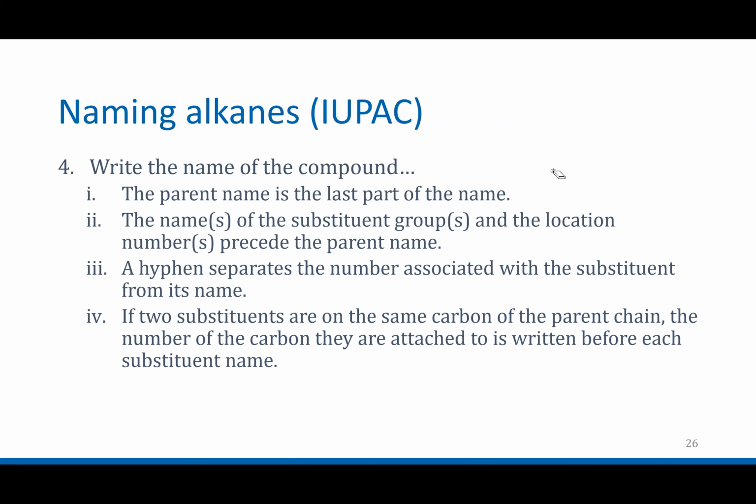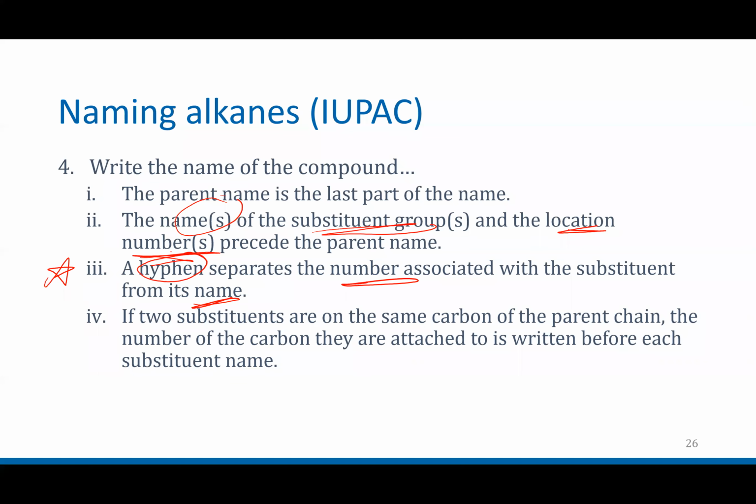So here we go. Step number 1, how do we write the name? Part 1. The parent is the last part of the name. The names of the substituent groups and where they are, we need to number them, like a GPS situation. The name of the groups and the number of the carbon that they're on precede, which means they go in front of the parent name. You always separate numbers and the names with a hyphen. I'll show you what I mean by hyphen.